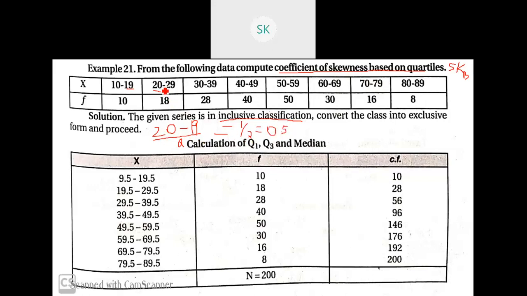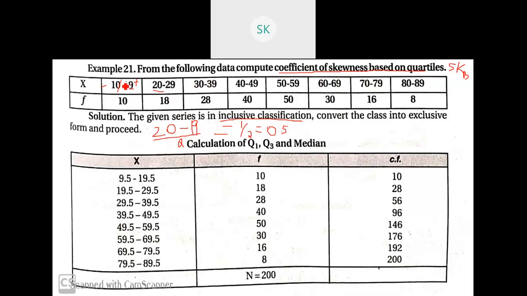So what did I do? I took the lower limit of any class except the first class. Except 10, you can consider any number, 20, 30, any number. Subtract from it the previous upper limit. The previous upper limit of 20 is 19. So 20 minus 19 divided by 2 is 1 by 2, which is equal to 0.5. Now you should subtract this 0.5 from the lower limit of all the class intervals, and add 0.5 to the upper limit of all the class intervals.